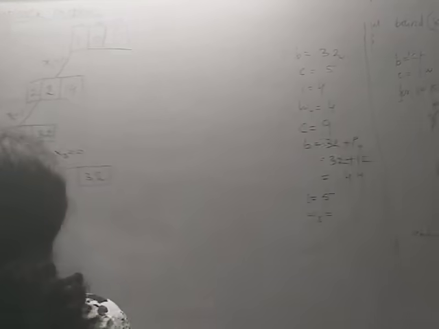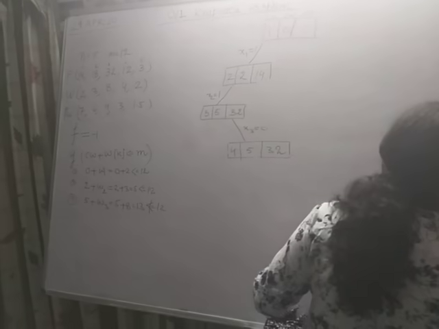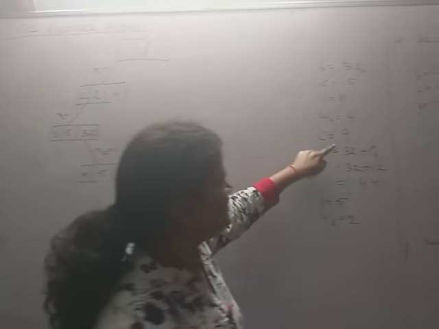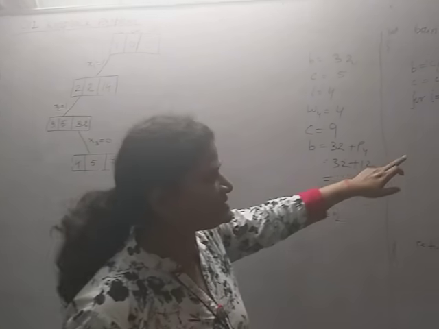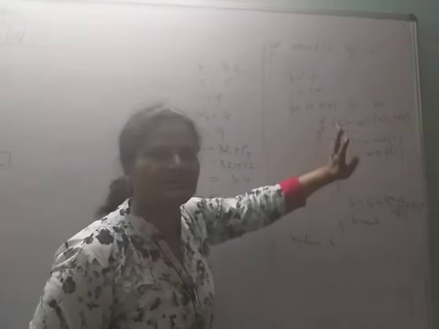W5 is what? 2. Okay. W5 is 2 and 9. 9 plus 2 is 11. Okay, so here again this condition is satisfied. 11 is less than or equal to 12.